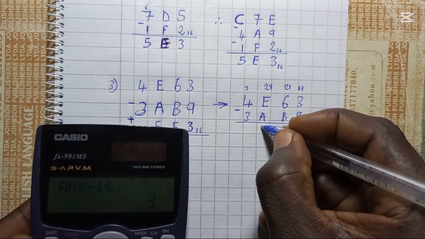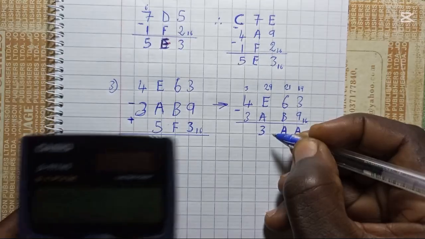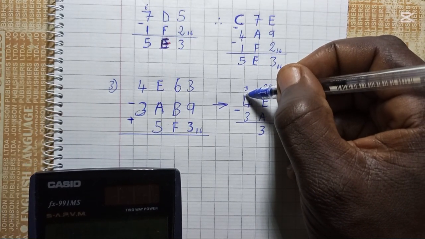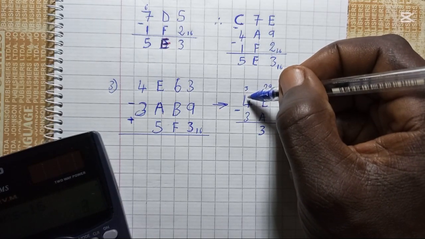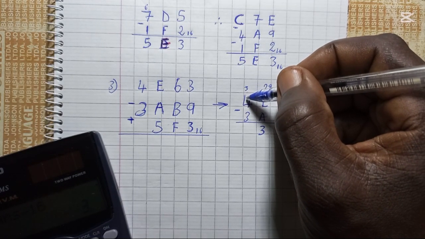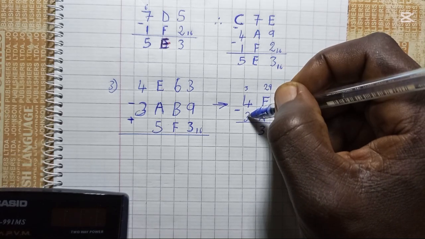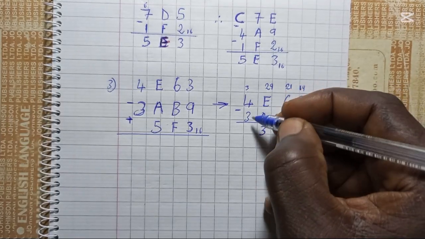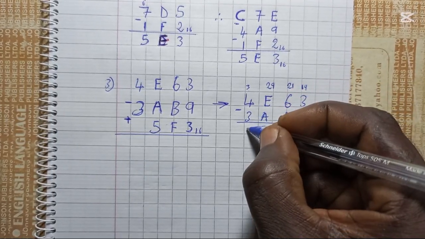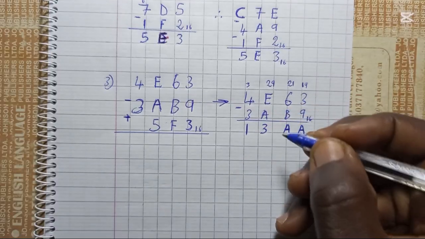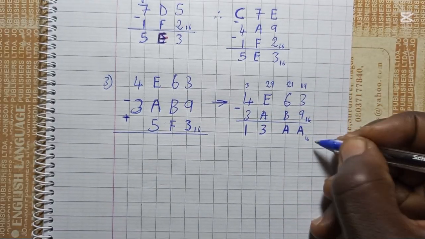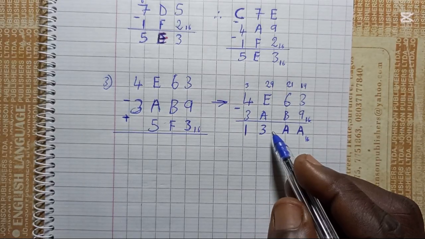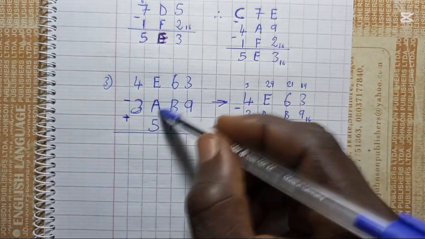So I'm going to write the remainder here, and then I'll bring down 1 back to this place again, which is still equivalent to 4. So 4 minus 3 will give us 1, base 16. So this is the answer I got from subtracting this value from this.